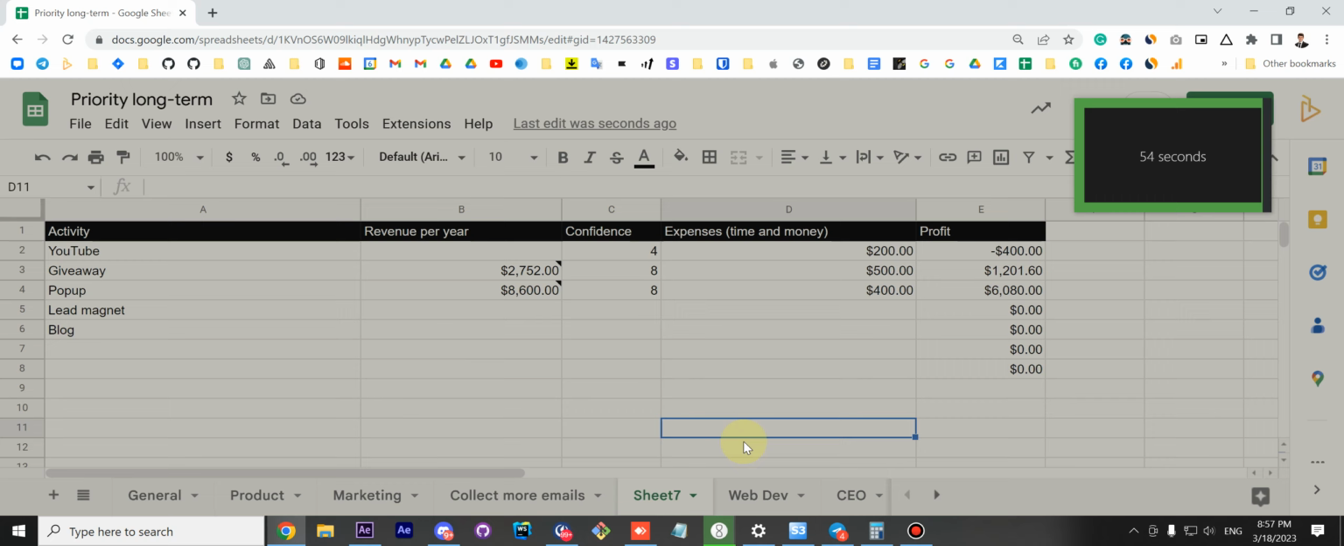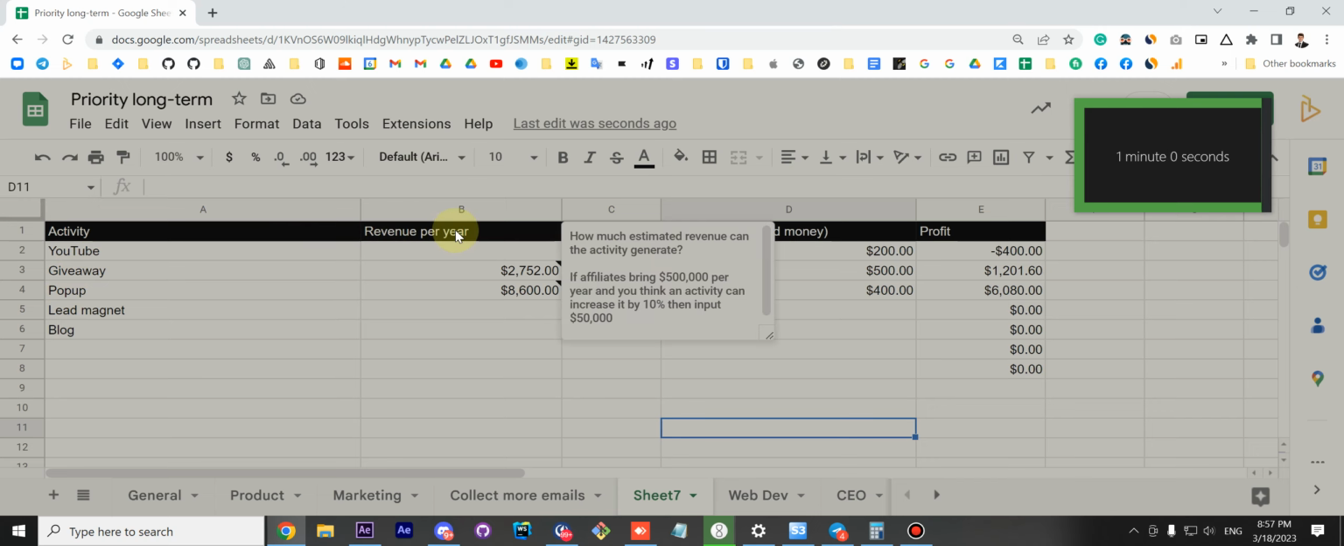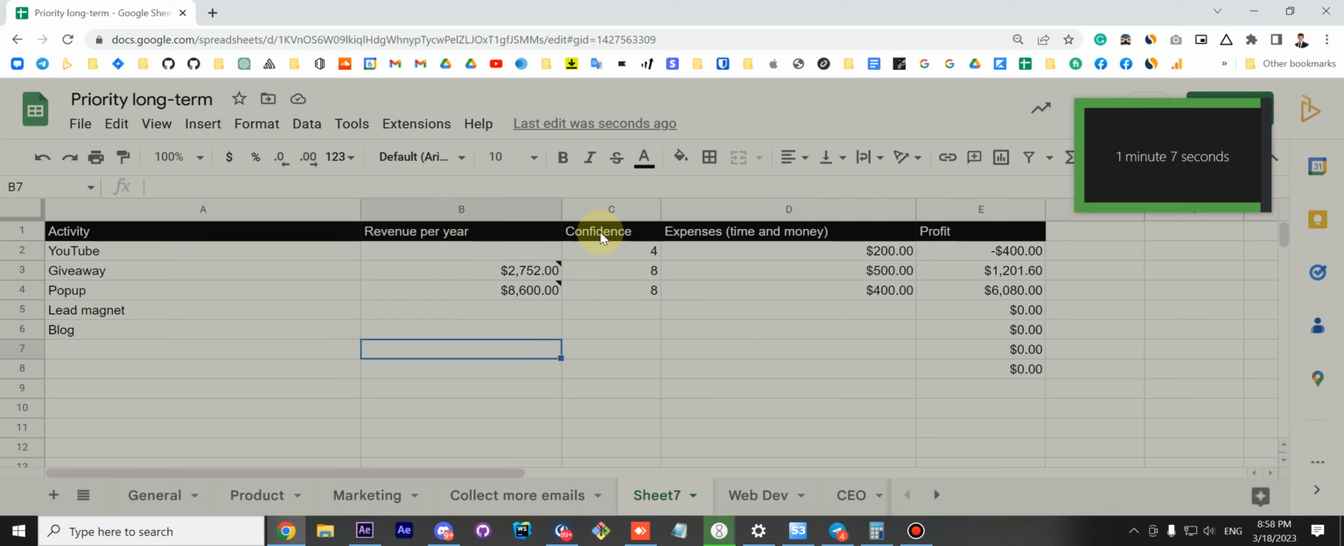CSV that I came up with. First you list an activity, then you list the revenue per year. I'll explain how I calculate it later. Then it's confidence. How certain are you from 1 to 10? Expenses, time and money, and profit in the end. So how does it work? Let's fill it out with me, and I'll share my thinking about it.